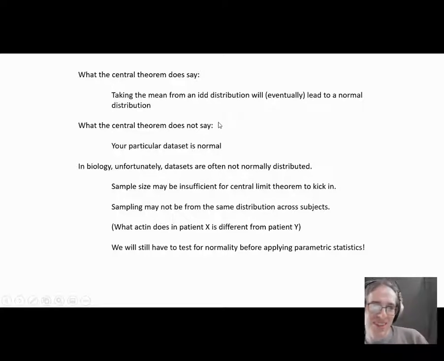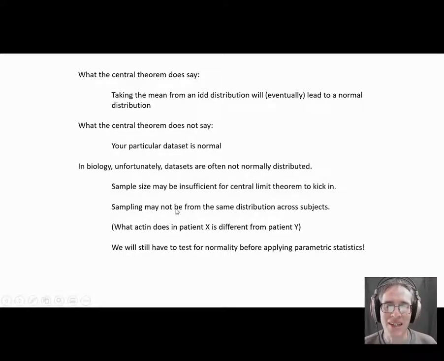But unfortunately for biology, what the central limit theorem does not say is that your particular data set is normal, right? There are all kinds of data sets in biology that are not normally distributed, and this is because sometimes we're not taking an average of an underlying distribution. Maybe we are, but our sample size isn't sufficient.